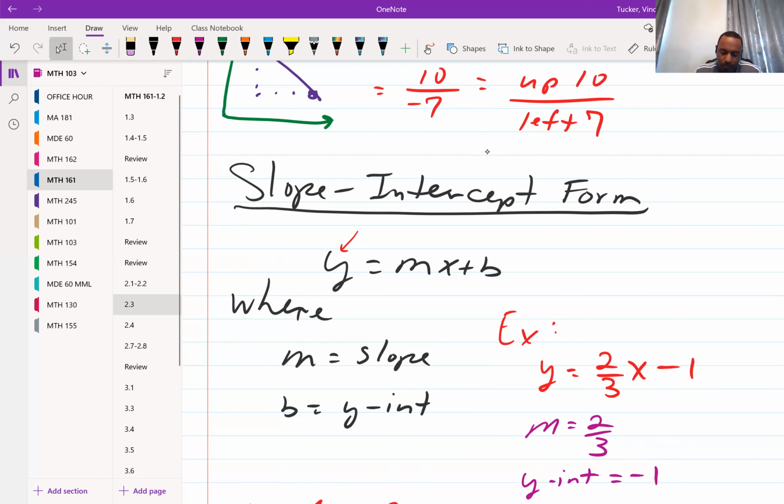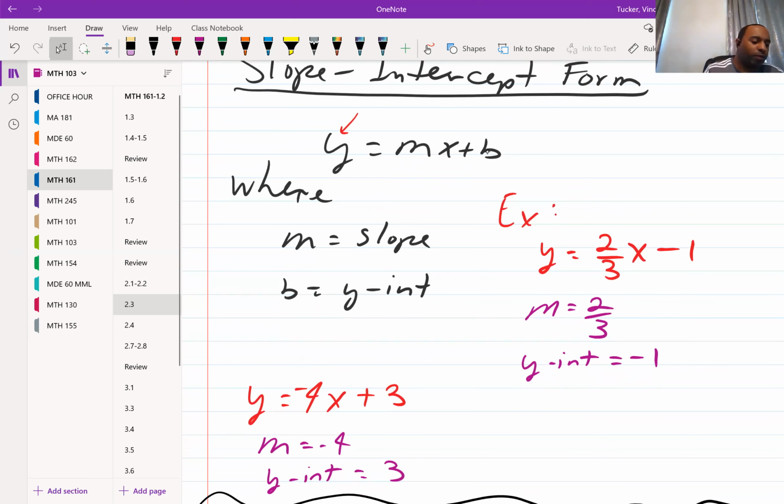And then here, if I have y equal to -4x plus 3, the -4 is my slope, and the 3 is my y-intercept. All right, so how does that help us? Go ahead and graphing.